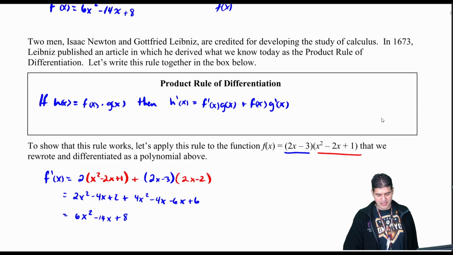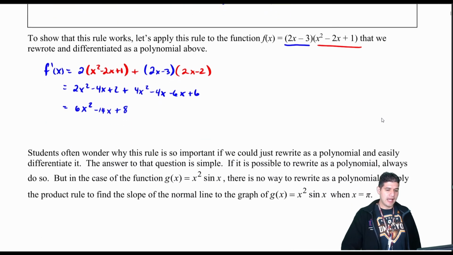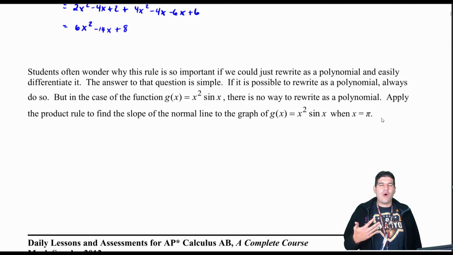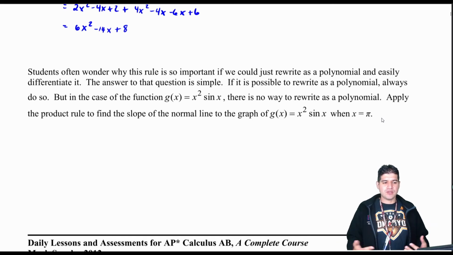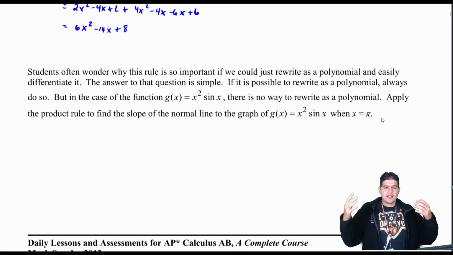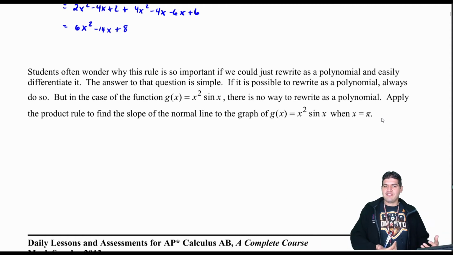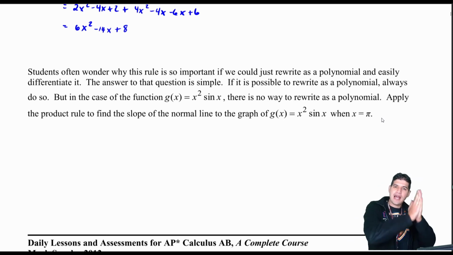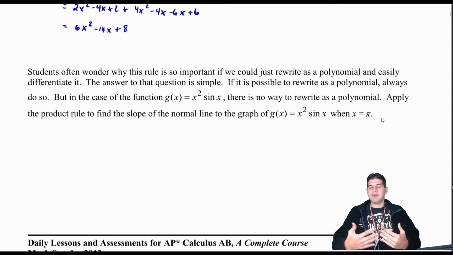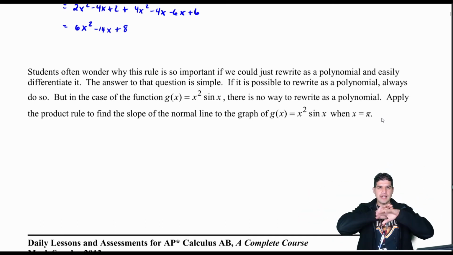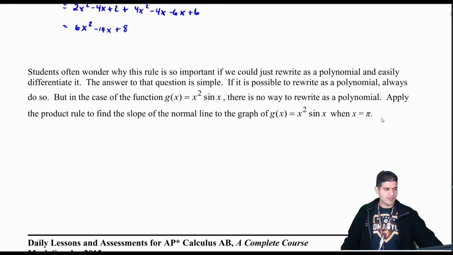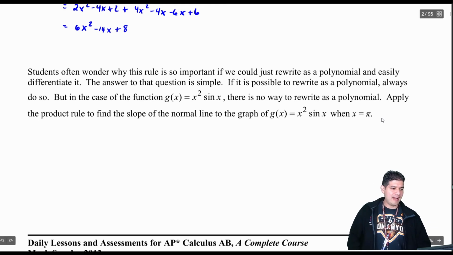So you might be thinking right before we get into this, why would I use the product rule when I could just distribute everything and get the same exact answer? In cases where you have polynomials that you can distribute, I highly encourage you just distribute and use the power rule. It'll work great every single time. But we don't always have that luxury.